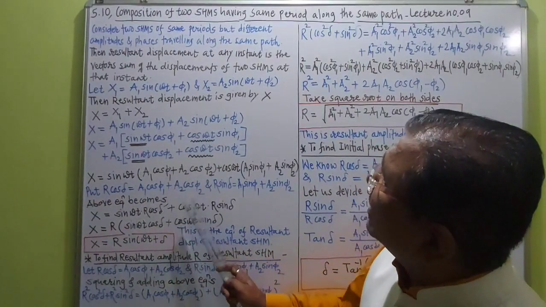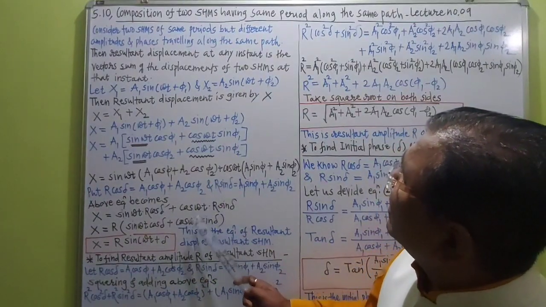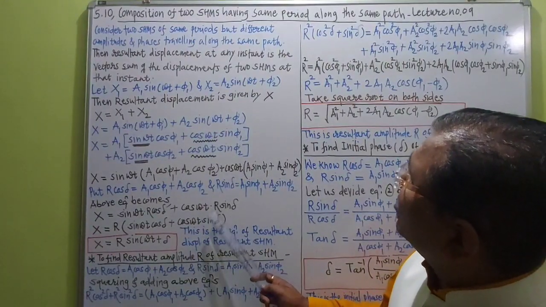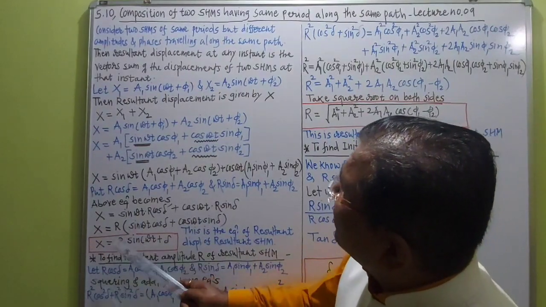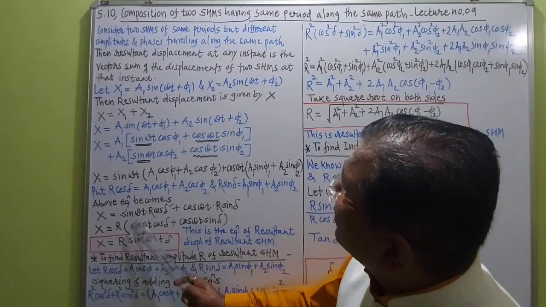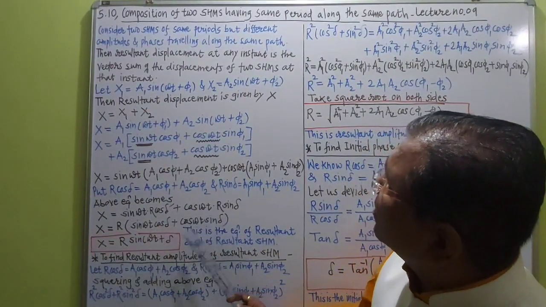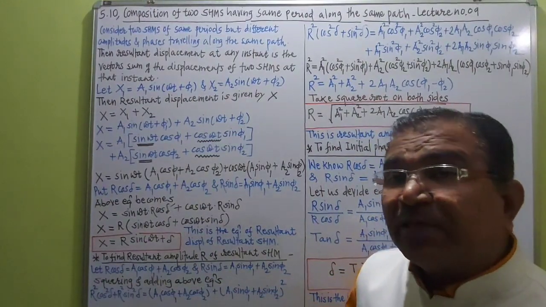Instead of this, we can write: R cos delta plus cos omega t as it is, A1 sin phi 1 plus A2 sin phi 2. Instead of that, we put R sin delta. Then again here, capital R is common, and inside the bracket will remain sin omega t cos delta plus cos omega t sin delta. And this is the formula of sin of A plus B, sin of omega t plus delta.